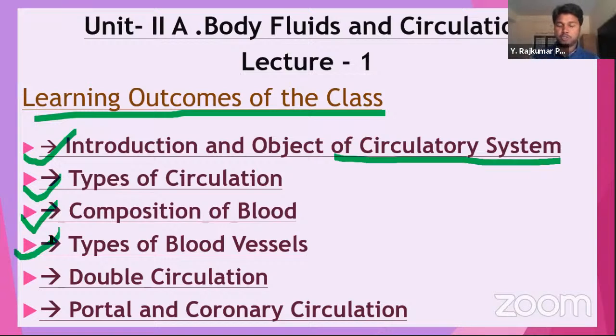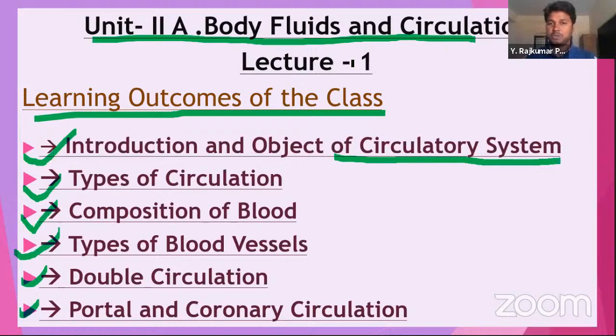Types of blood vessels that we have. There is a network of tubular structures in the body called blood vessels. We learn the types of blood vessels. Then double circulation, and along with it we learn about single circulation and incomplete double circulation. These are the ways of circulation in different kinds of animals. Next, portal and coronary circulation. These are the learning outcomes of this lecture 1, Body Fluids and Circulation, Unit 2A. We are going to start lecture 1.